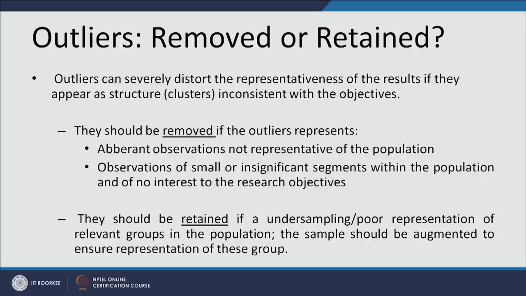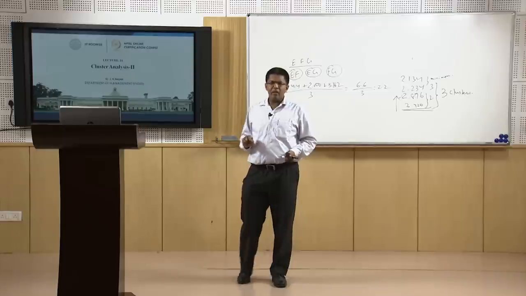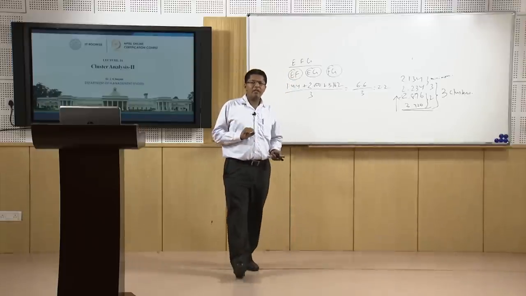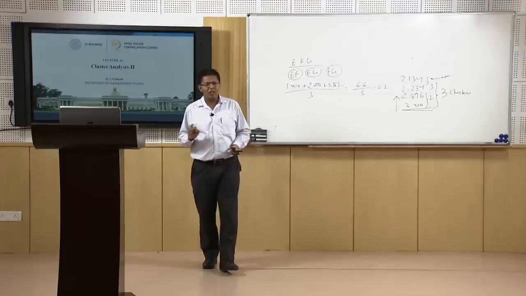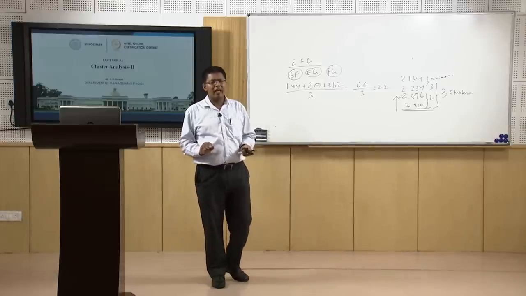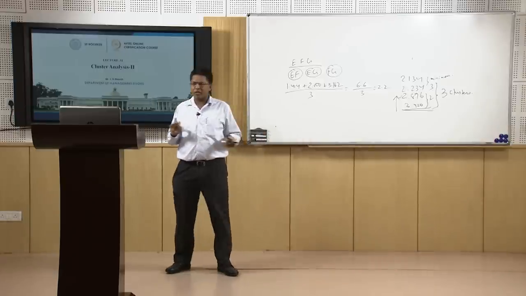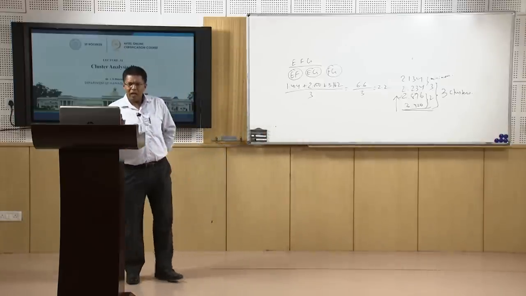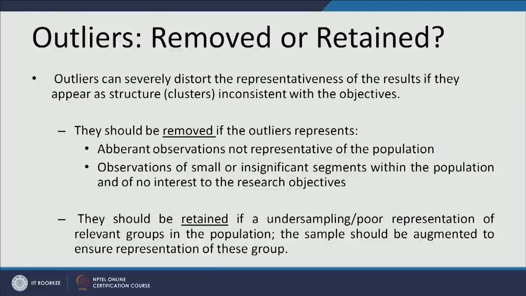Outliers. In the last session I had discussed outliers with you. Why are outliers important? Outliers are important because any outlier can completely distort the formation of clusters. It can disturb the formation of clusters. So outliers should always be removed, if they are present.